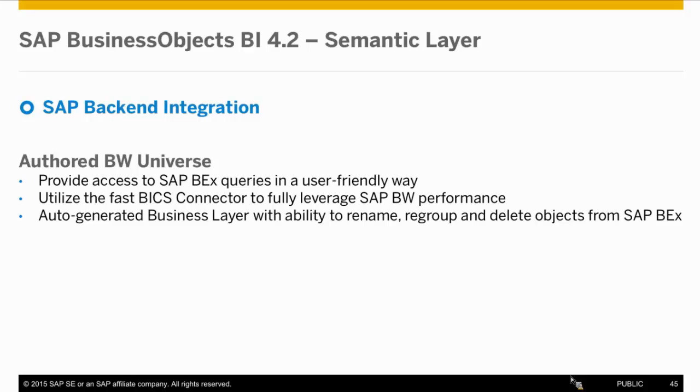So within the 4.2 altered BW universe, we still utilize the BICS connector and by that fully leverage the SAP BW performance, but still enable the IT department to fiddle around, for instance, with some naming conventions or some grouping functionalities which are not necessarily available in the BEX engine.